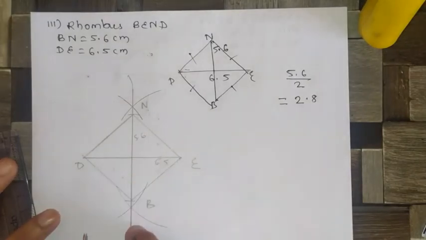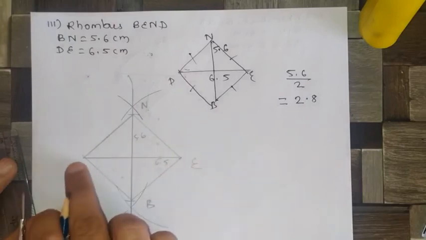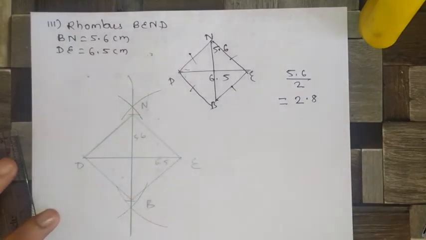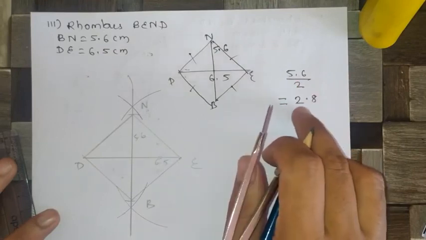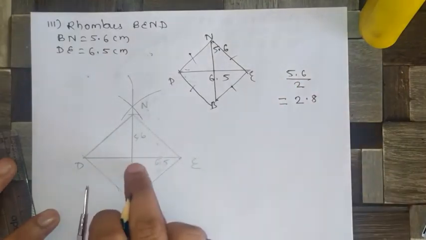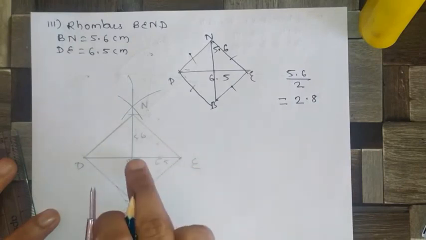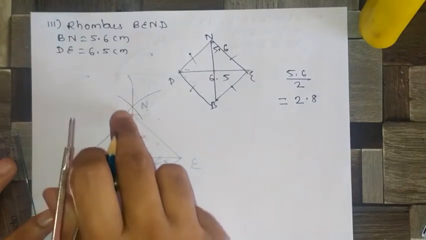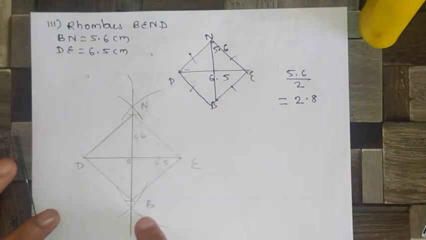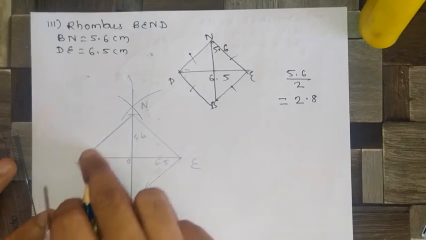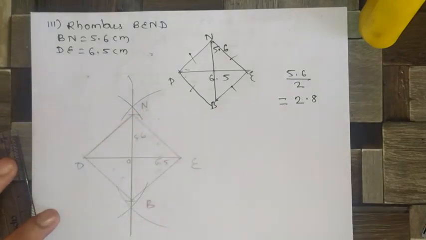Then for making second diagonal, you have to make perpendicular bisector. Okay, and take D and E as center and make the arc. And then next here you have to take half of the side of 5.6, so half is 2.8. Then make here O as a center, and with radius 2.8 take the arc in both sides. After taking arc, we are getting the point N and B. Okay, then you join all the sides. So these steps simply you have to write in your language.